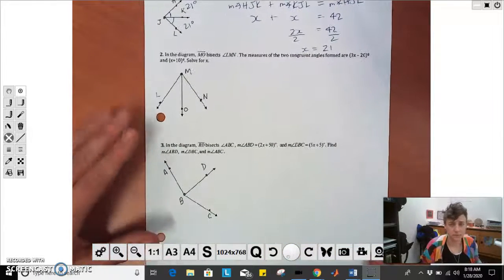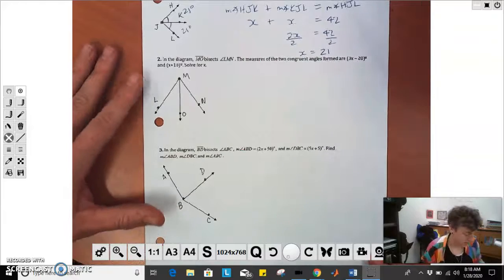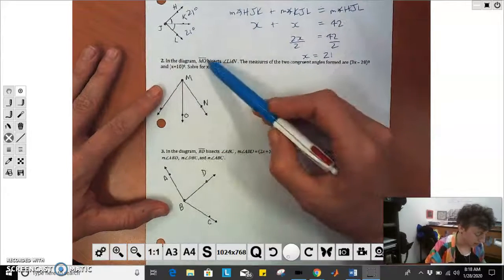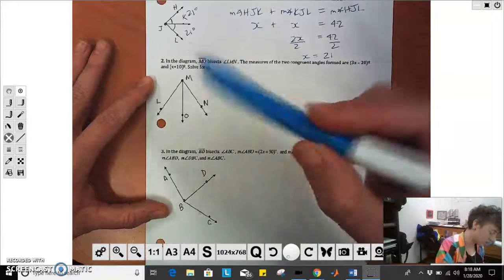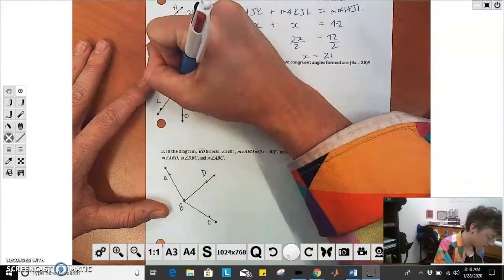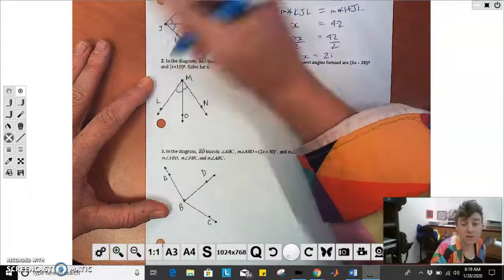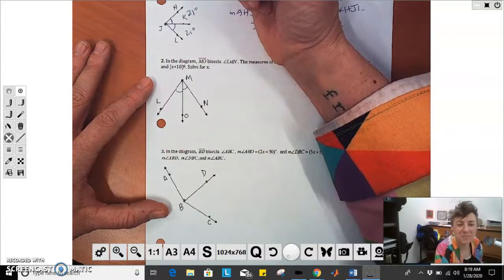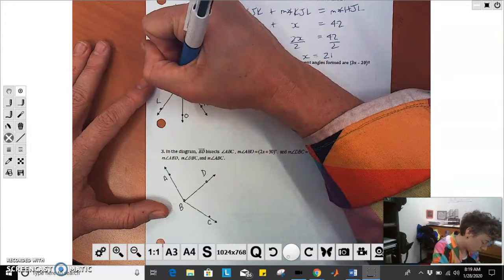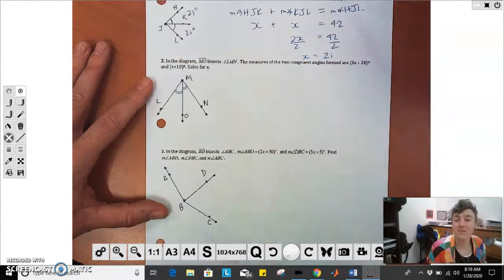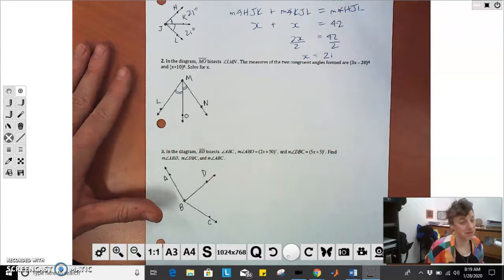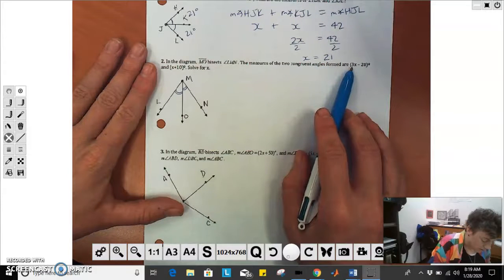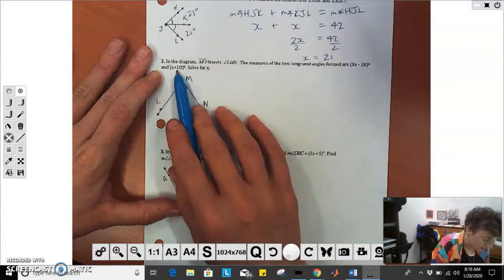All right, 2 more examples. I'm going to set them up, and then you're going to knock them down. In the diagram, ray MO bisects LMN. So these are 2 perfectly congruent halves. I'm going to show you another way to mark these that are congruent. I said they just have to have the same number of arcs, so I could give them both 2 arcs. That still means they're congruent to each other. Isn't that pretty? The measures of the 2 congruent angles formed are 3x minus 20 and x plus 10.